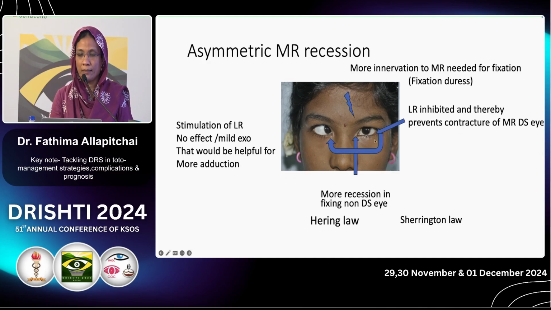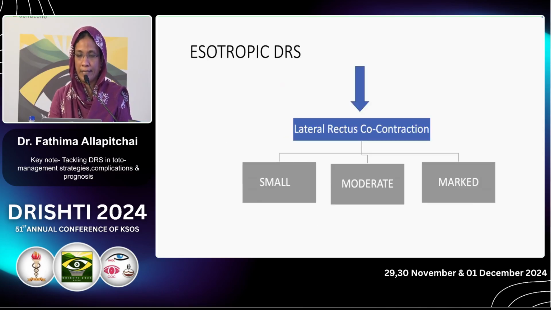The lateral, it's due to Herring's law, this medial rectus innervation comes down. So it helps to prevent contraction of the Duane's medial rectus, and there also you need not worry about more innervation to lateral rectus and the eye going for exo, because this lateral rectus is already not working. So the benefit of this surgery is you get additional effect to prevent contraction of the medial rectus of Duane's eye.